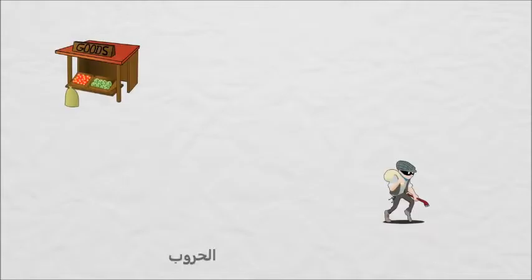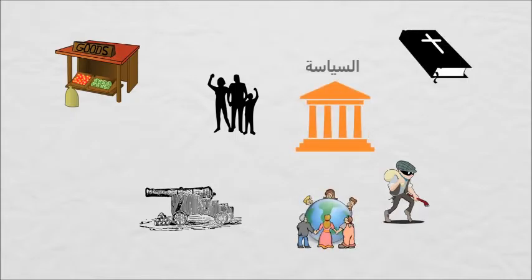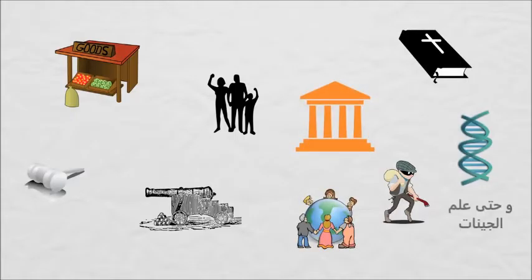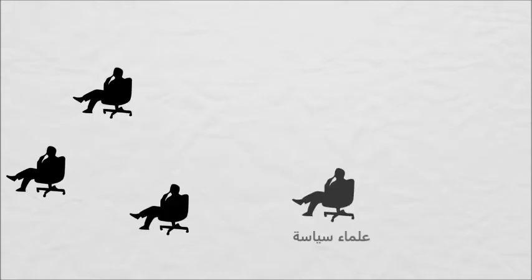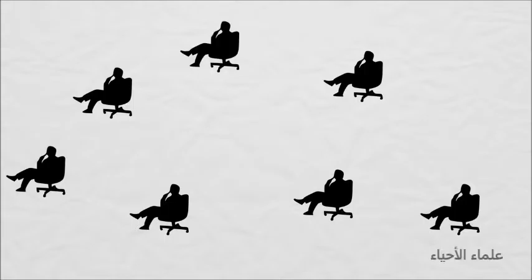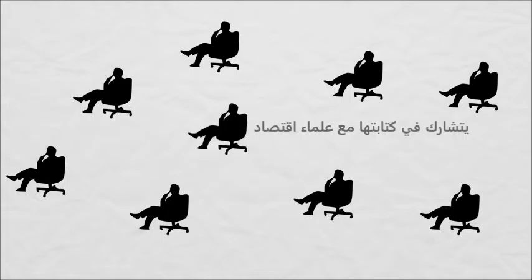traditionally consider economics. Economists study not only markets, but things like crime, war, the family, religion, culture, politics, law, and even genetics. That's why it's not unusual to see papers by psychologists, sociologists, criminologists, political scientists, anthropologists, biologists, neuroscientists, or legal scholars being co-authored by economists.